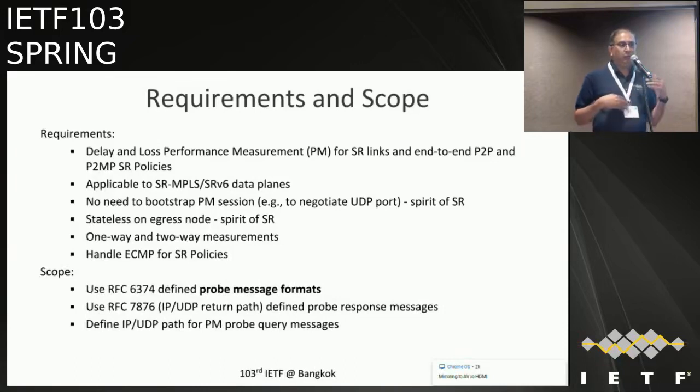So you're not going to run TWAMP on some nodes and 6374 on other parts of the network. You just want to use the same mechanism, 6374, in your entire segment routing network, irrespective of what data plane some nodes may have. If somebody wants to run the same protocol, you can run STAMP on both networks, no problem.